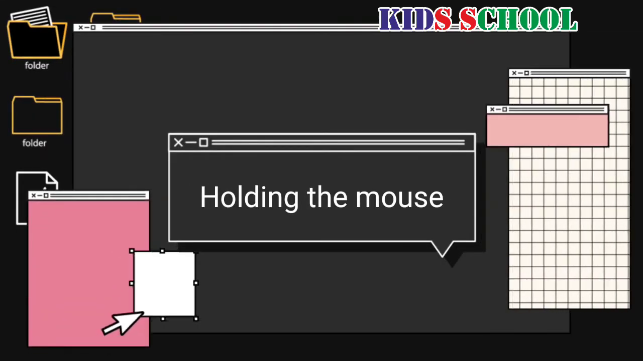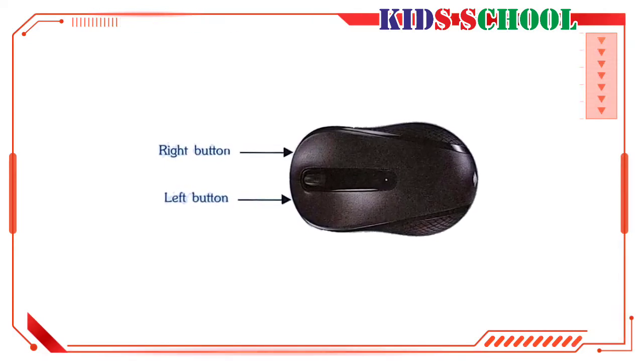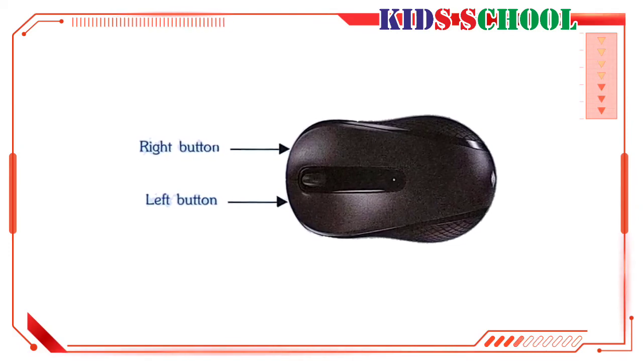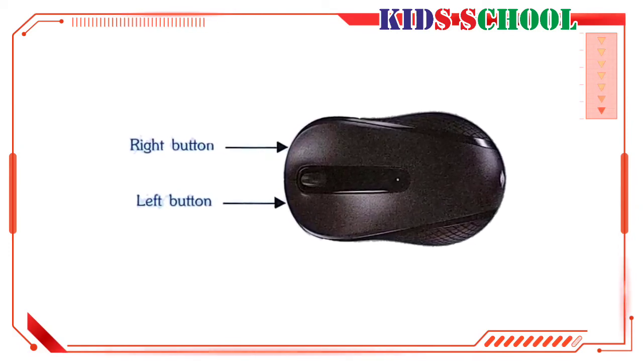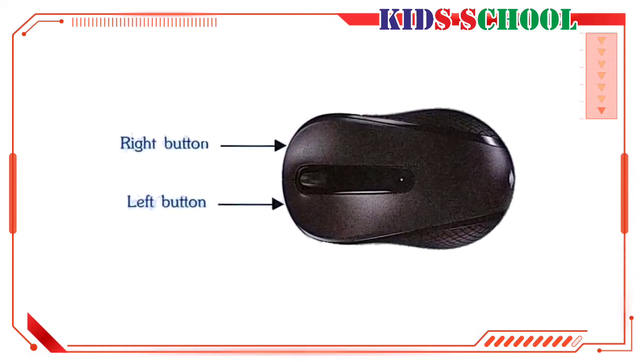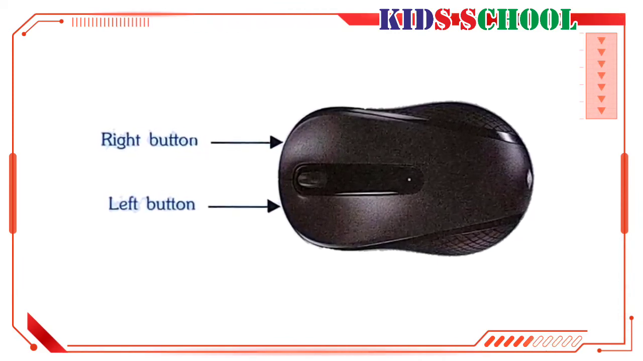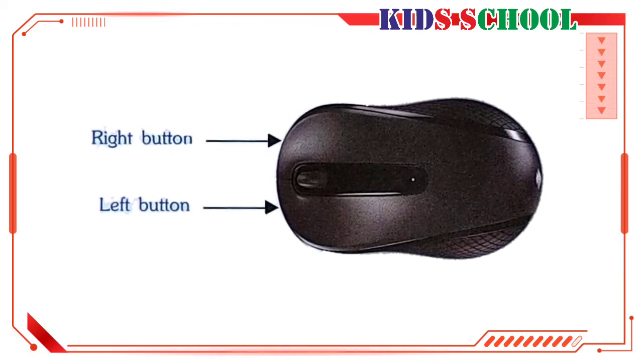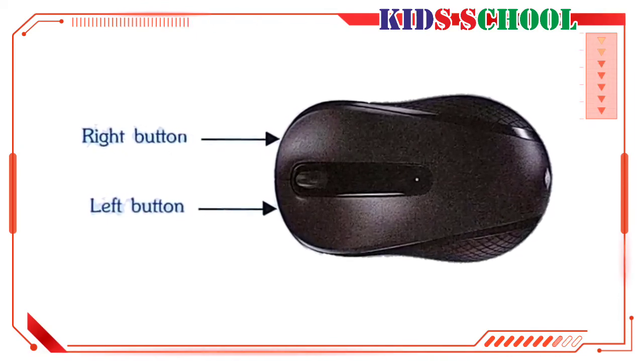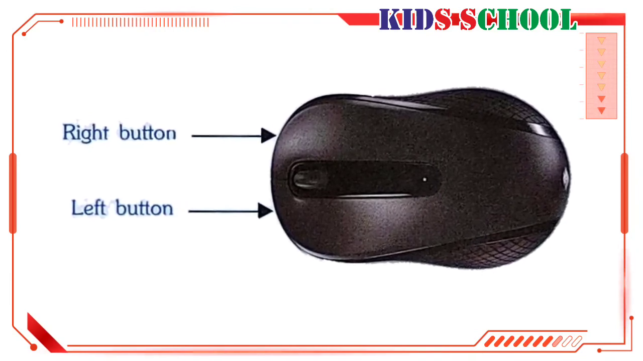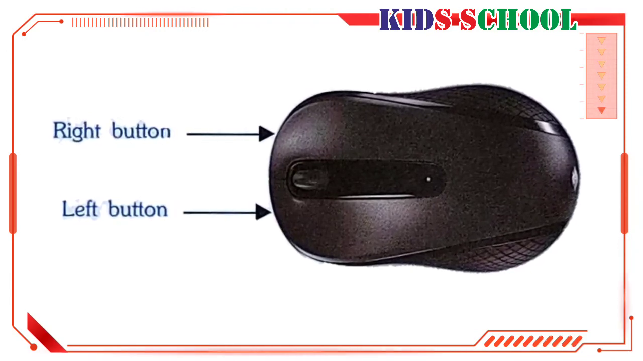Holding the mouse. Place your right palm on the mouse in such a way that your index finger is on the left button and the middle finger is on the right button. The thumb and the remaining 2 fingers hold the mouse on either side. Remember, you normally use only the left mouse button. When you quickly press and release a mouse button, you hear a click sound and so the action of pressing a mouse button is known as clicking.